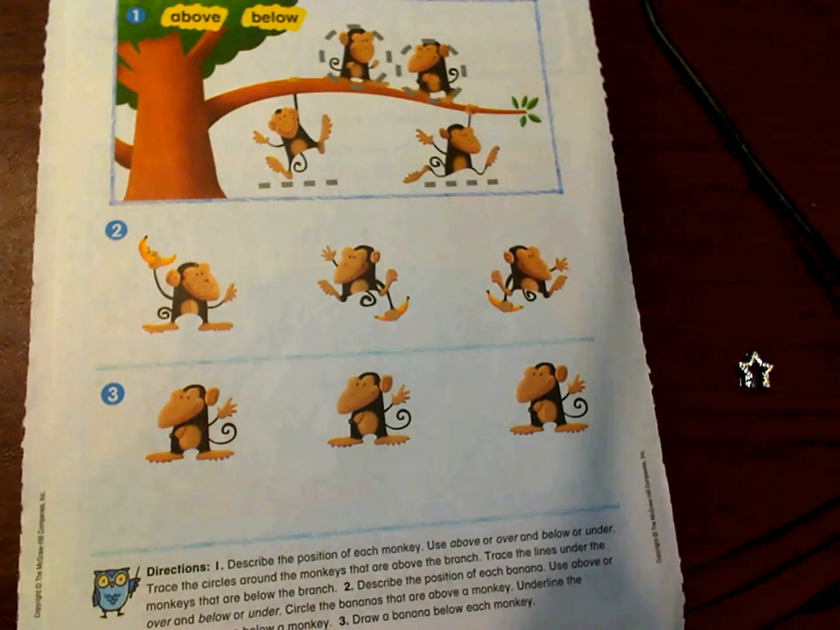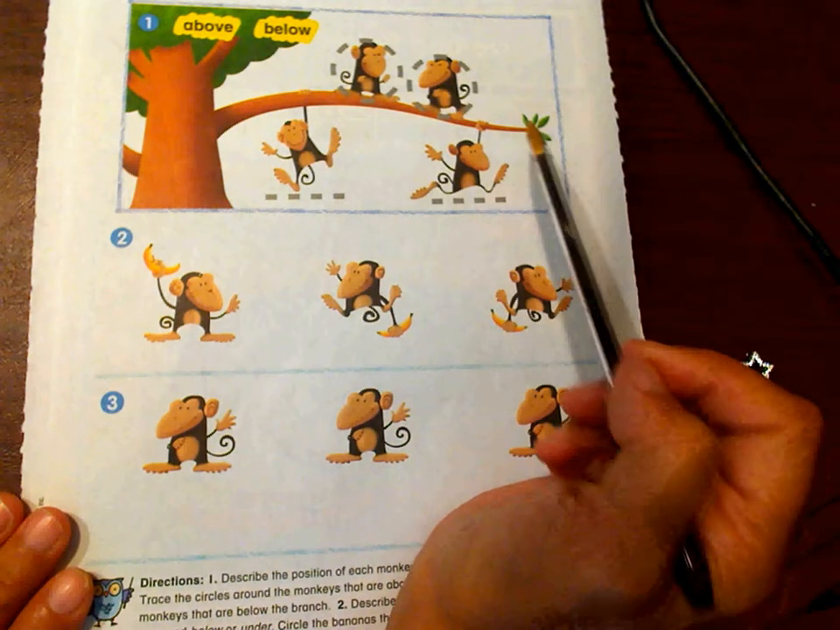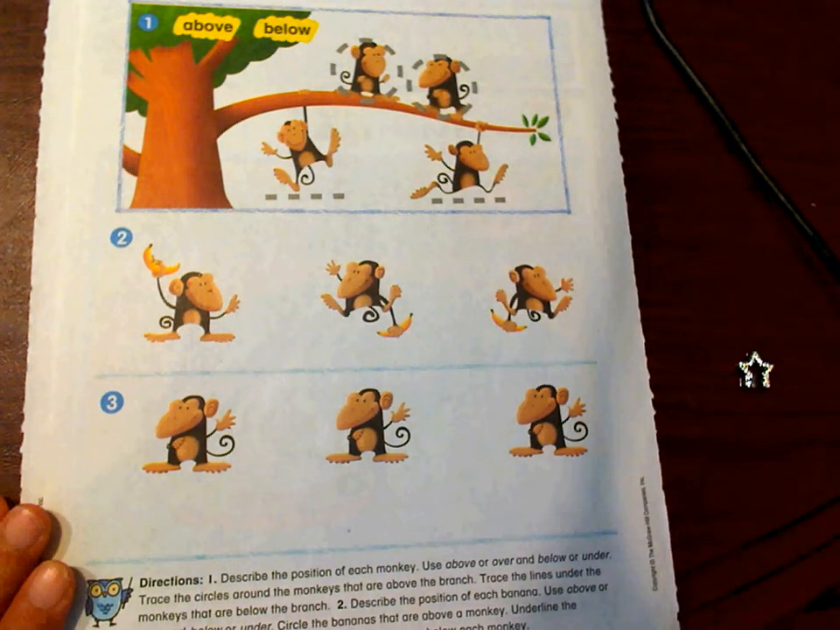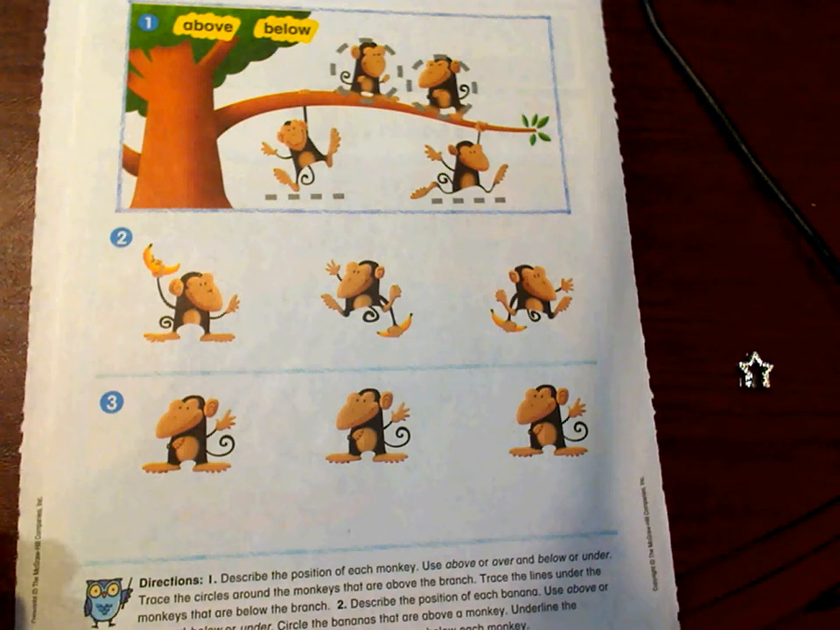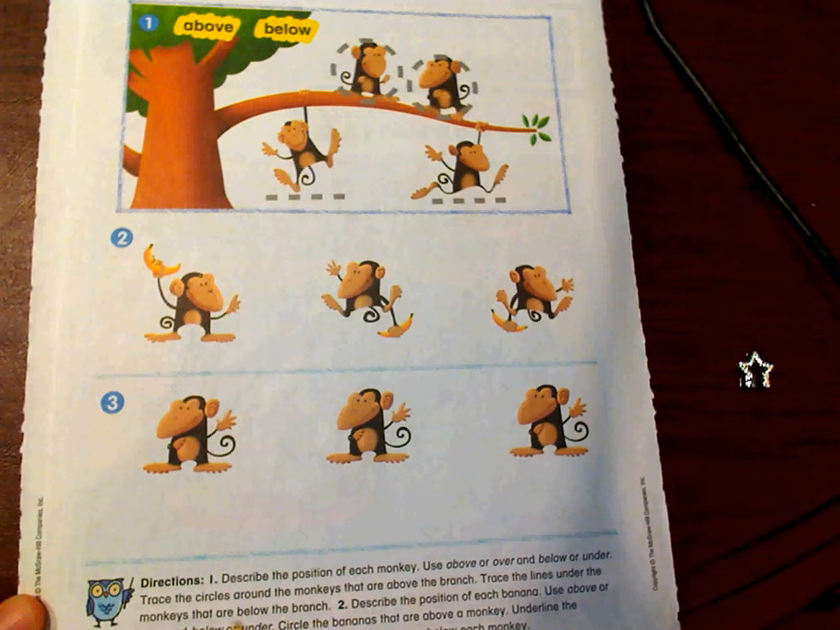Boys and girls, this is going to be really easy, so we're going to go through these instructions kind of quickly. So if you look, you're going to do two things to the monkeys on this page. What you're going to do is describe the position, the placement, where each monkey is, or where something is with the monkey. So we're going to use the words above or over and below or under, and we're going to do one of two things. We're going to trace circles around the monkeys that are above, or we're going to draw underlines underneath the monkeys that are below.